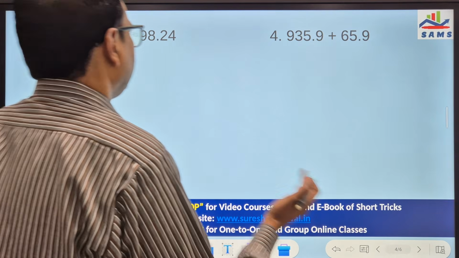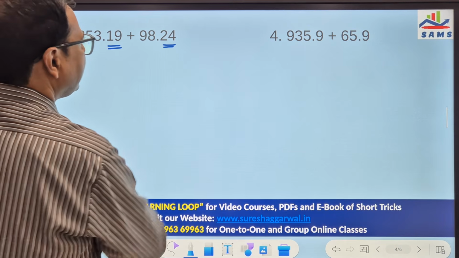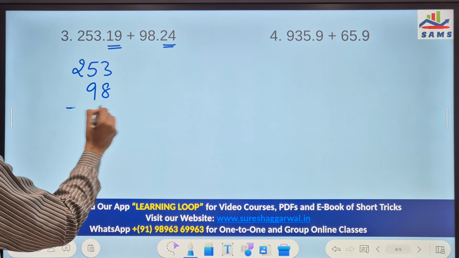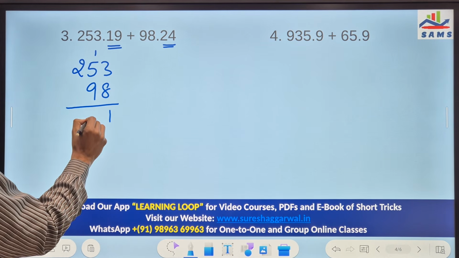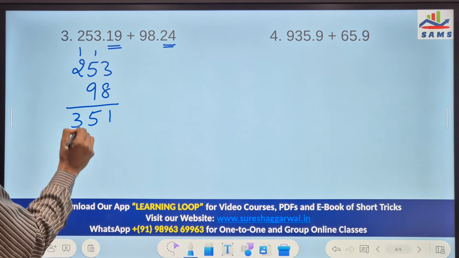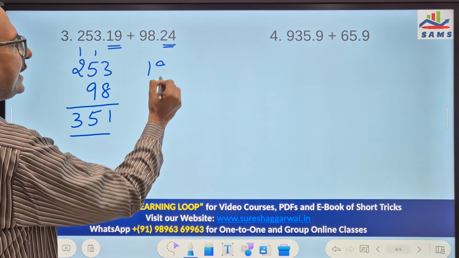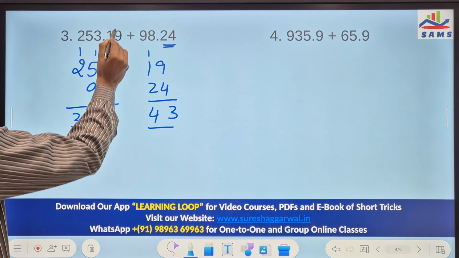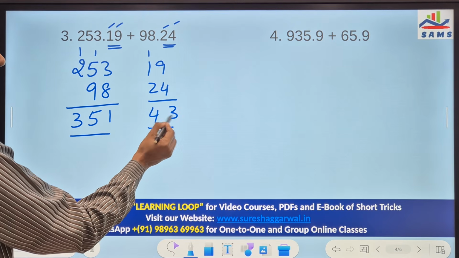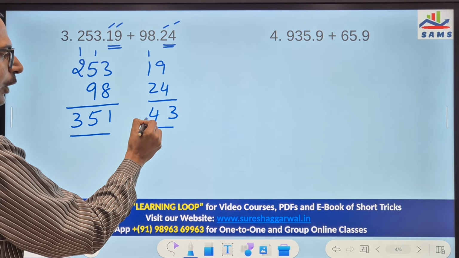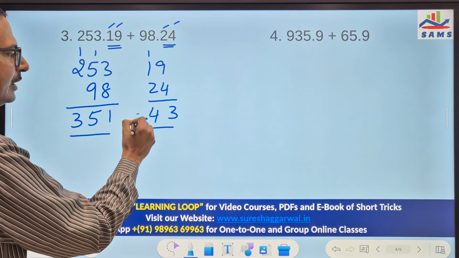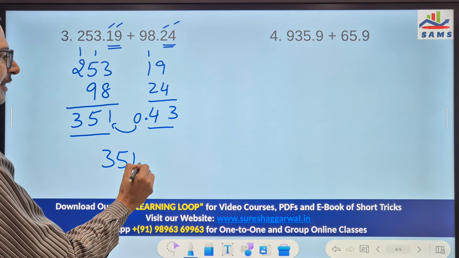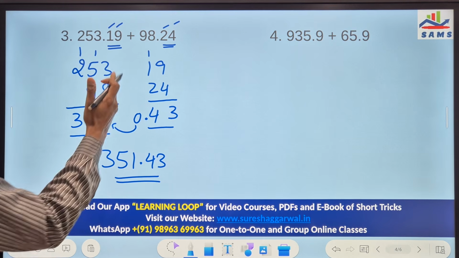Likewise, I can go on and on. Here we have two digits, here also two digits, so the whole number part 253 and the whole number part 98 becomes 1 carry, 15, 5, 1 carry, and a 3, 351. Now the other part 19 and 24 add up to 3 and a 4, 43. Now two digits here, and two digits in this sum, so that becomes 0.43 because I need to have two digits after decimal. So this is 0, and 0 when added to 351 gives you the same number, 351.43 is the answer for this addition problem.